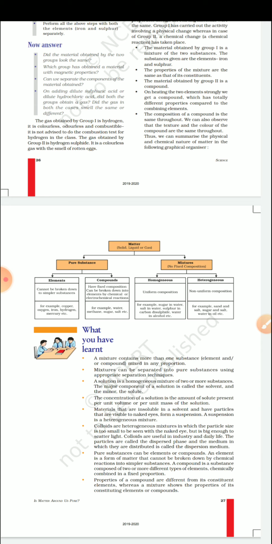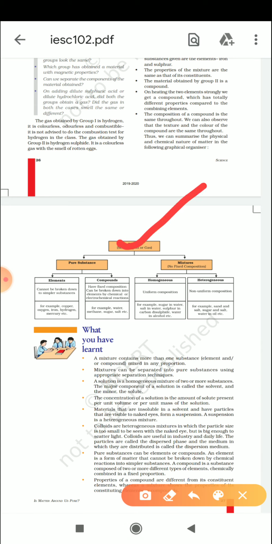So we studied about matter first. Fine, in the first chapter we studied matter, and what is matter? You can say that anything which occupies space and has mass and volume is considered matter. And you saw that matter is further classified into three categories: solid, liquid and gas.